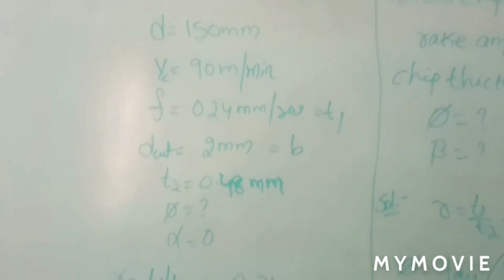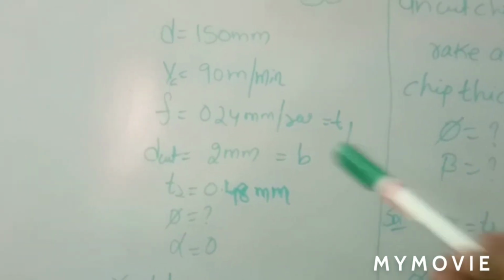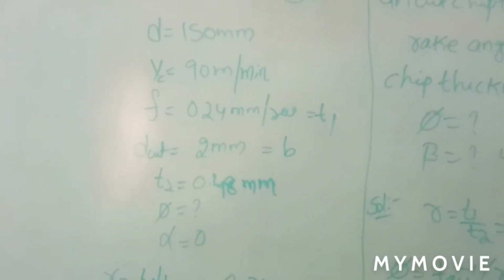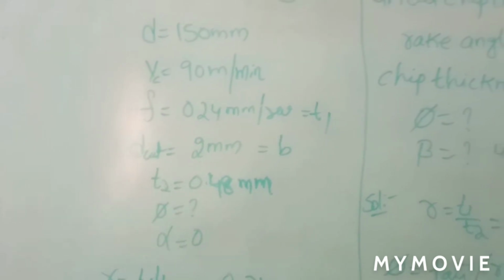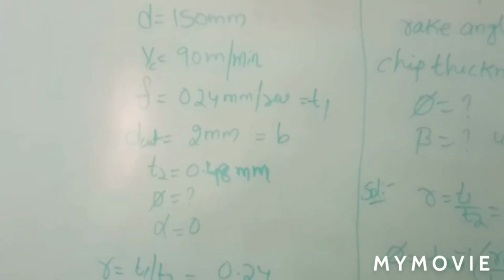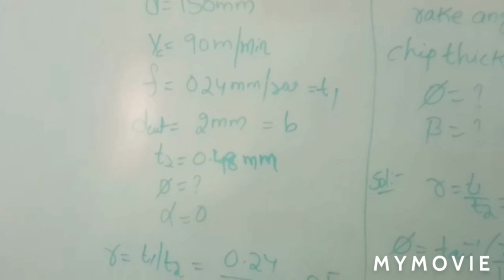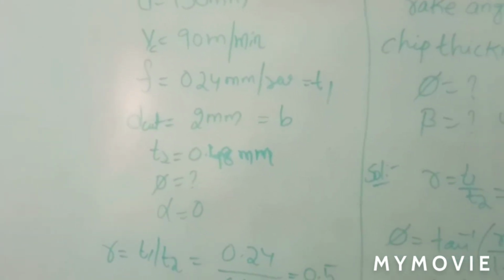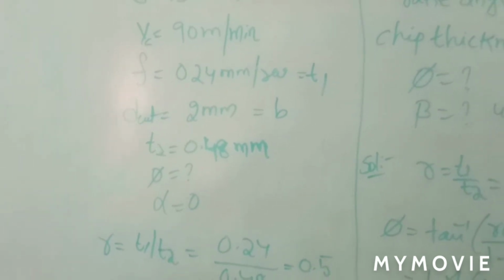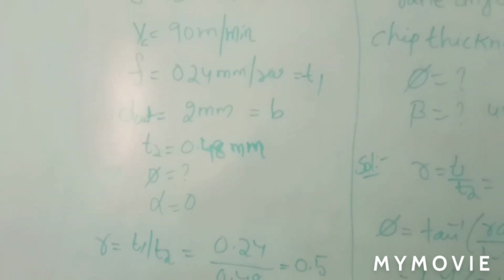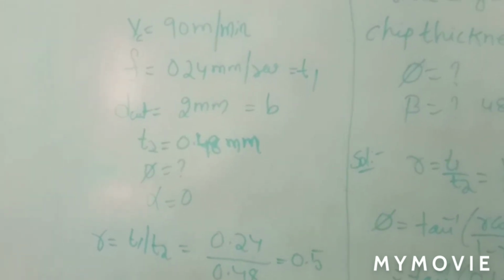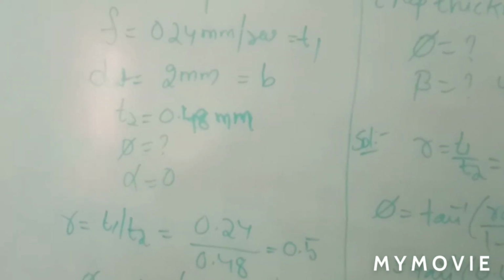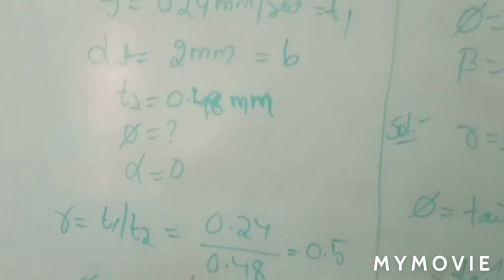Right, that means the important point is, whenever you have a feed value, f equal to 0.24 mm per revolution, that is nothing but your T1 value, the uncut chip thickness. Next, the depth of cut is given, that is 2 mm. Depth of cut is similar to your width value, b value. And your T2 value is the chip thickness, which is 0.48 mm.